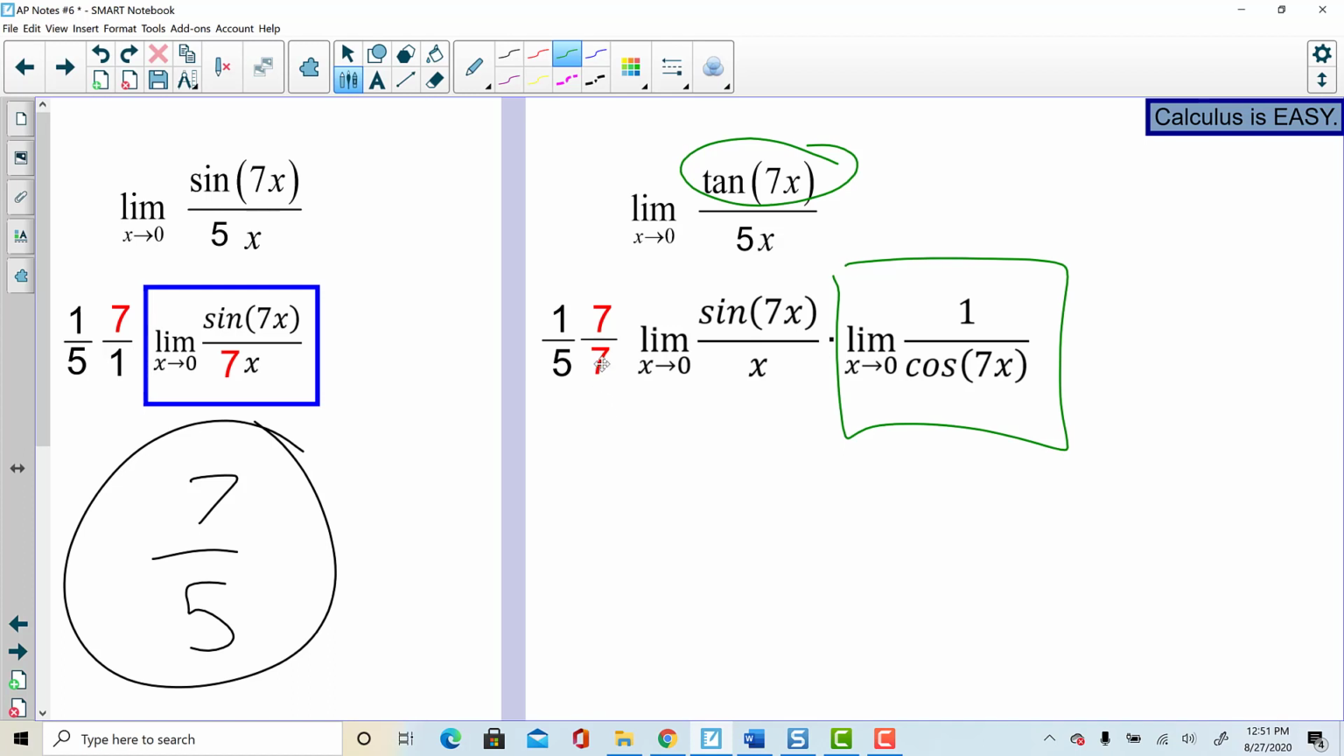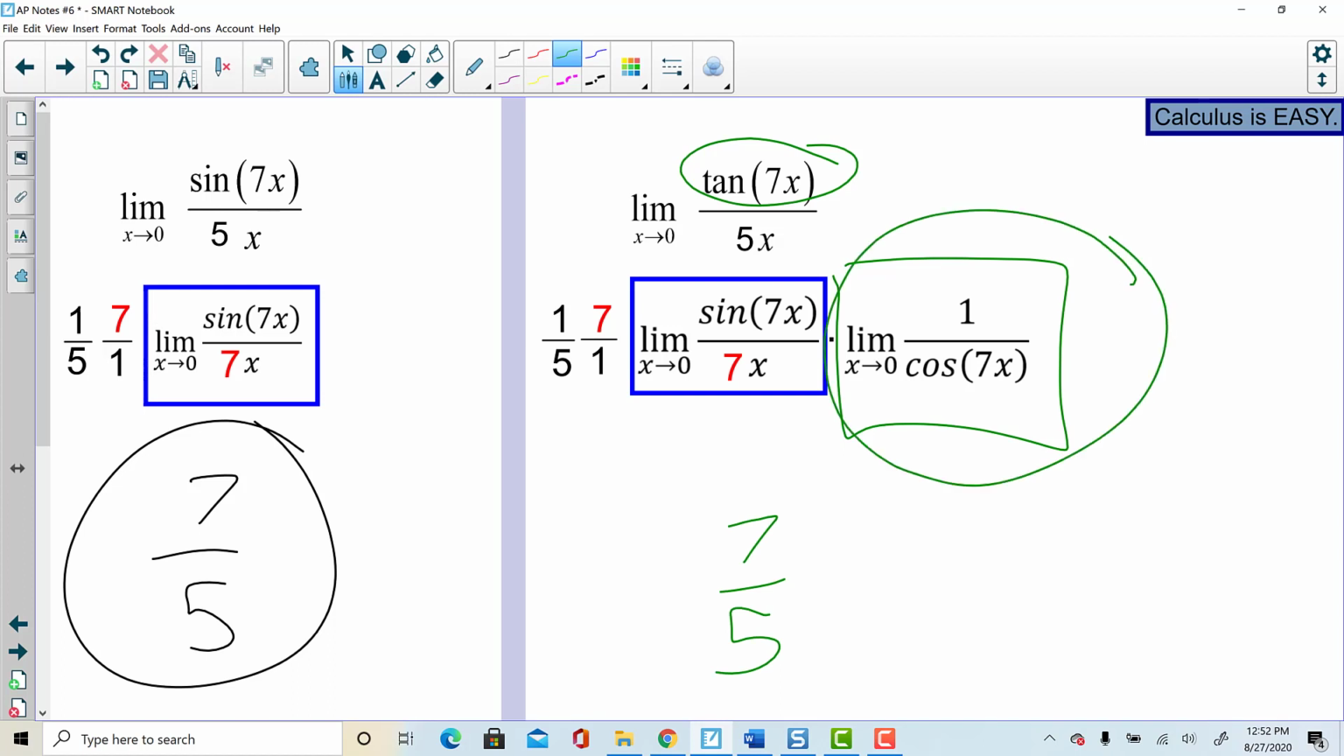And on the other limit, we can write 7 over 7 because we need to bring one of these 7s inside. Again, the blue box is just going to cancel to a 1, so you're left with 7 over 5 as your final answer. So you see we get the same answer, and that's because the only extra thing we had was a 1 over cosine. And when you plug a 0 into cosine, you get cosine of 0, which is 1, so that extra little piece just gave us a 1. So we ended up with the exact same answer.